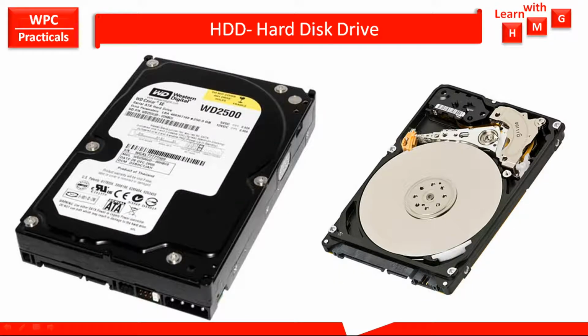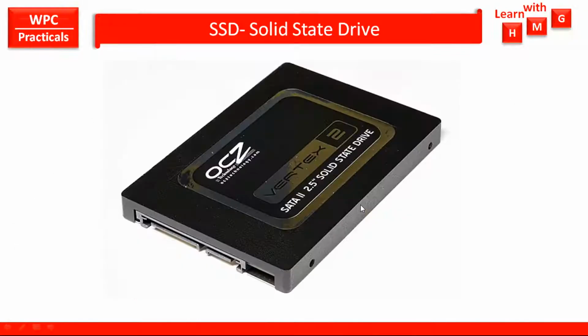This is the internal view. This is the media, and this is the head, and this is the actuator which moves the head. The media is a plate, called a platter, and it is a magnetic type of disk. Another type of hard disk drive can be there, that is called an SSD drive, that is solid state drive, and this is the view. Here also the power supply and the cable are connected to connect to the motherboard.